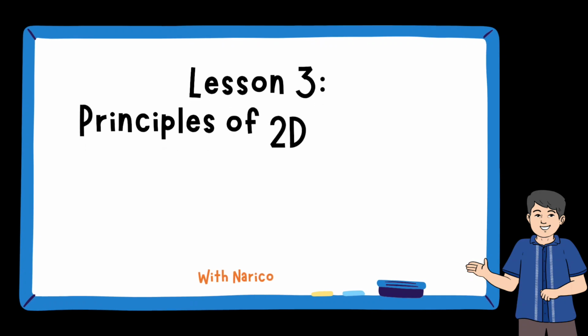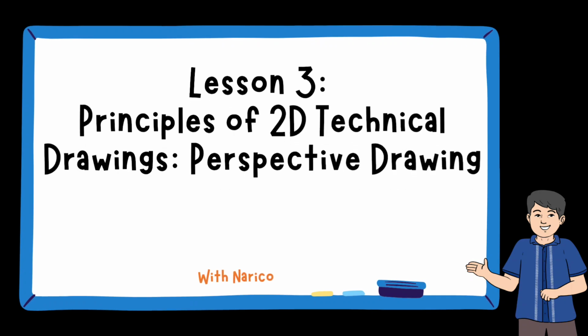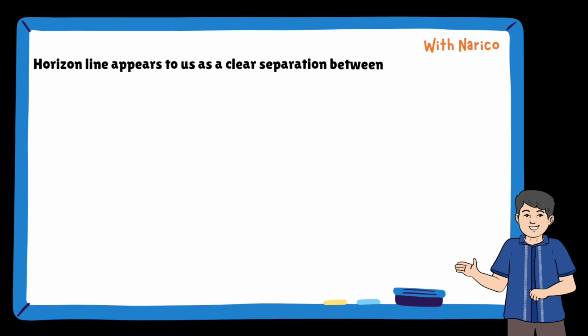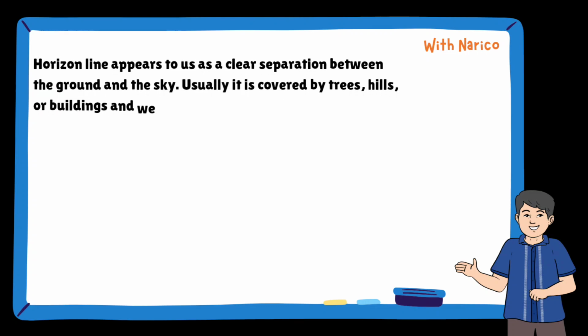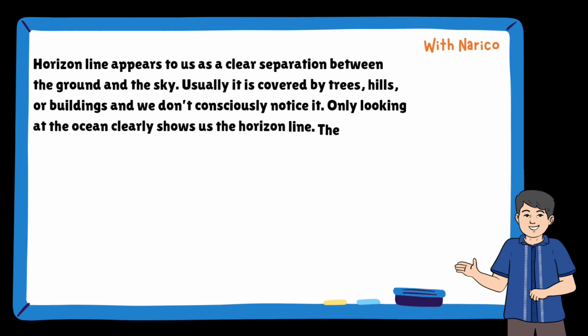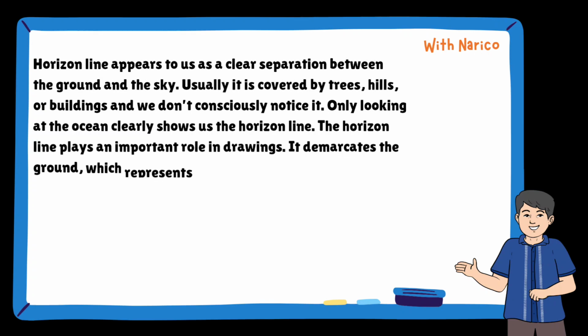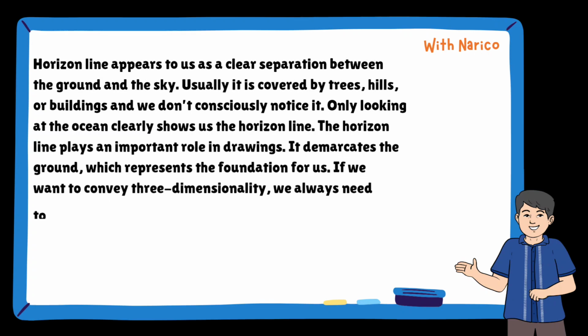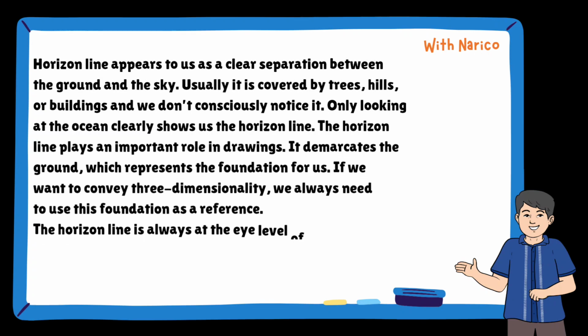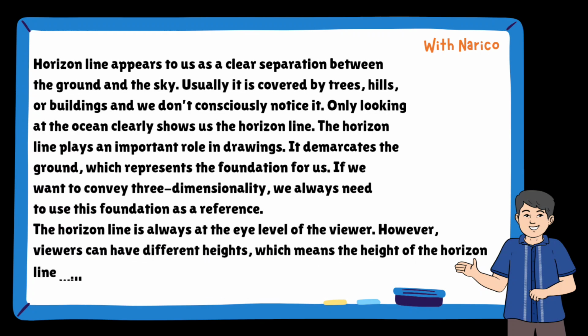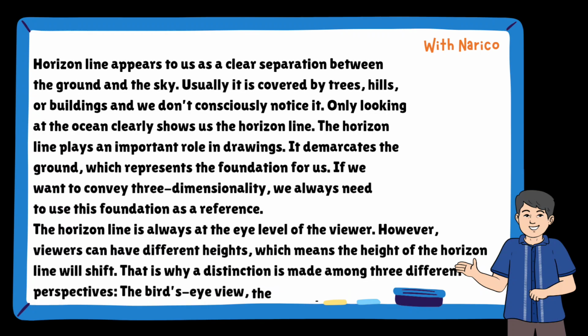Lesson 3. Principles of 2D technical drawings. Perspective drawing. Orthographic projection is a method or a system for graphical representation of an object by a line drawing on a flat surface. Orthographic projection technique can produce either pictorial drawings that show all 3 dimensions of an object in one view, or multi-views that show only 2 dimensions of an object in a single view.